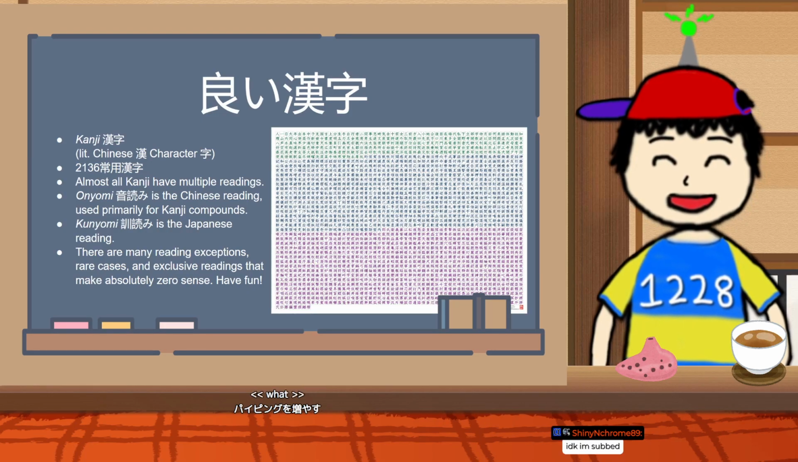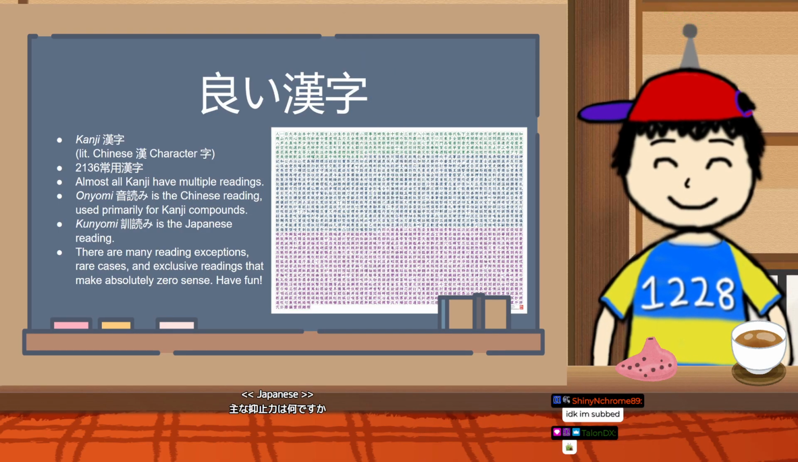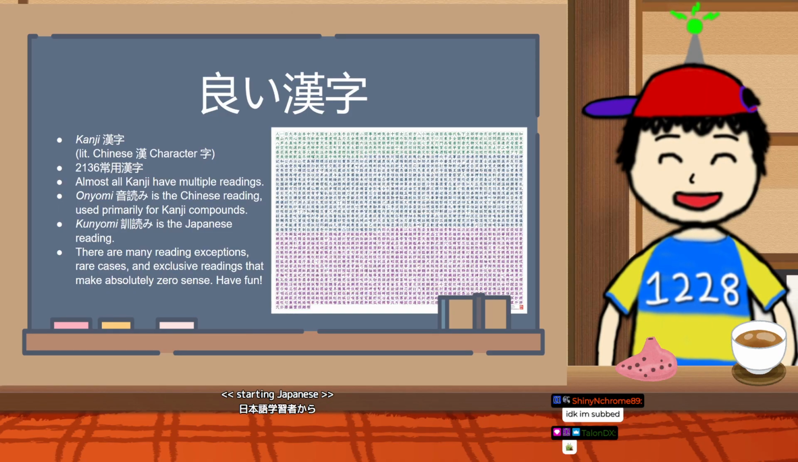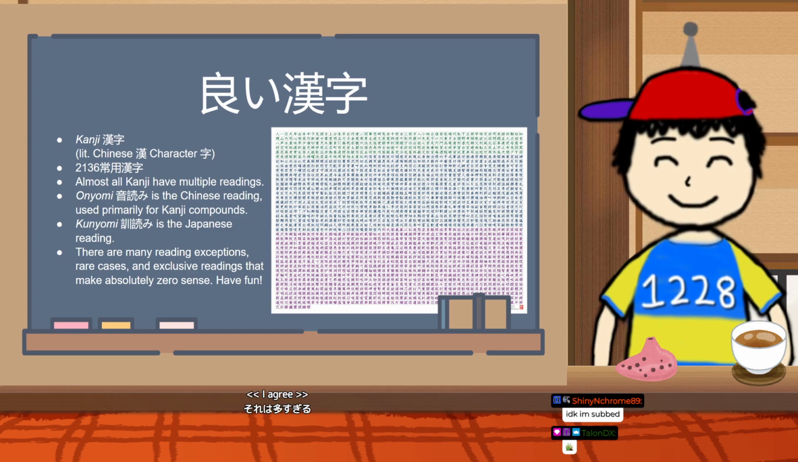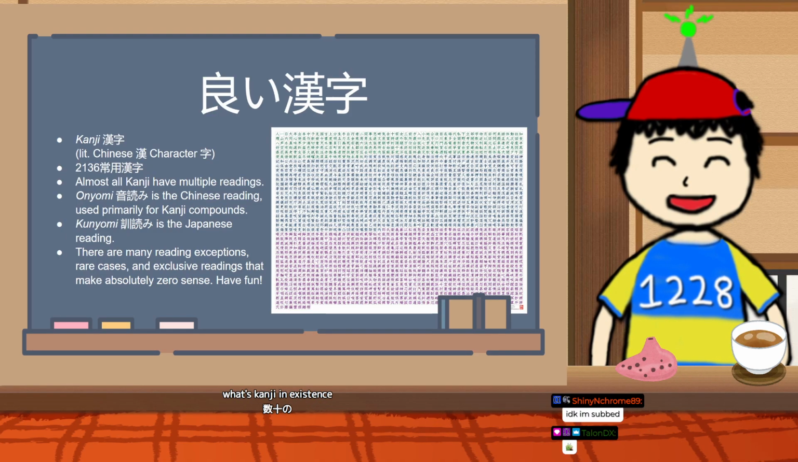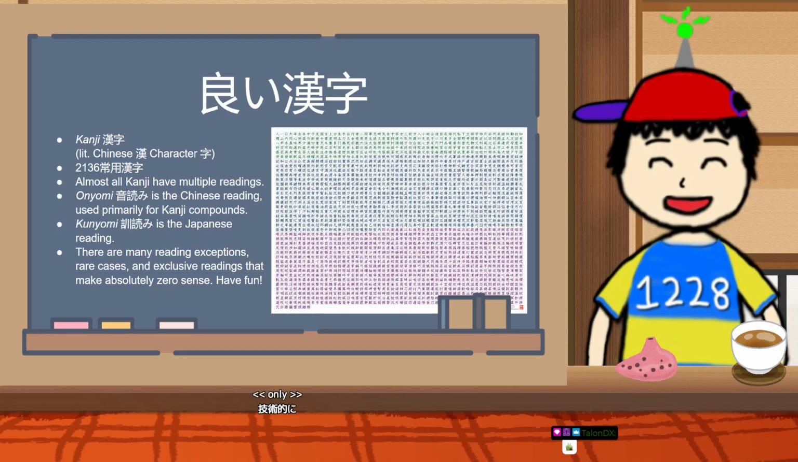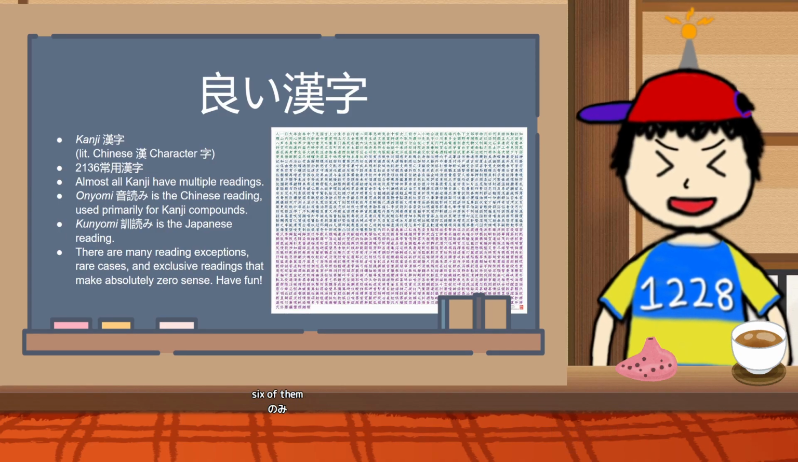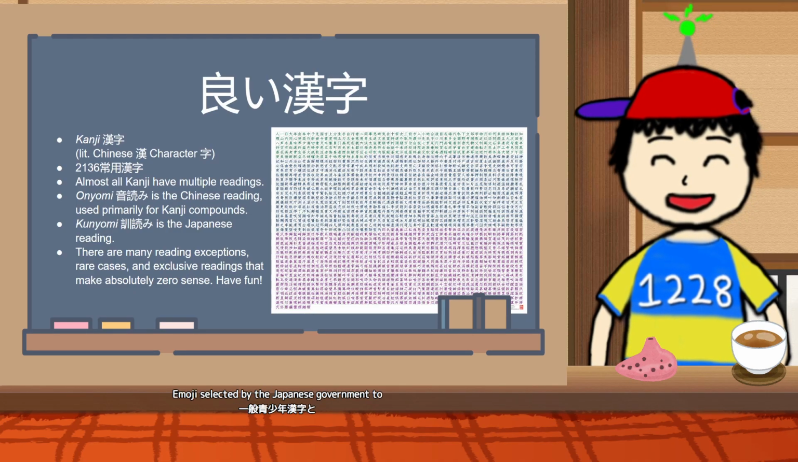But the kanji. Kanji are one of the main deterrents for Japanese learners from starting Japanese, because they look at kanji and they're all like, that is way too many. I agree. Now, the good news is that while there are tens of thousands of kanji in existence, technically, you only need to know 2,136 of them. Those are called the Joyo kanji, or general use kanji. And those are the kanji selected by the Japanese government to be approved for general use.